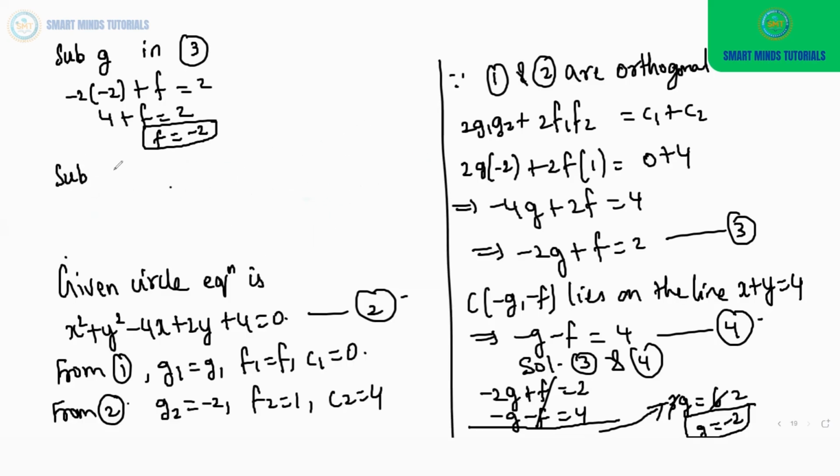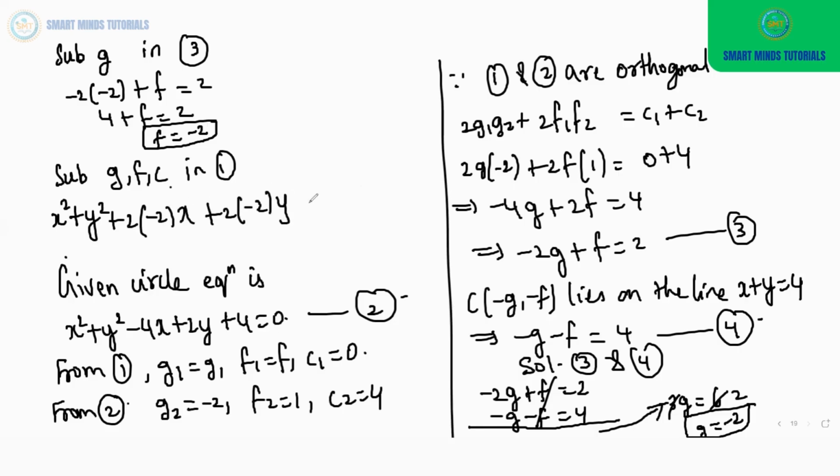Now substituting g, f, c, where c you already got as 0 in equation number 1. So x square plus y square plus 2 into minus 2 into x plus 2 into minus 2 into y plus 0 is equal to 0. So x square plus y square minus 4x minus 4y is 0.